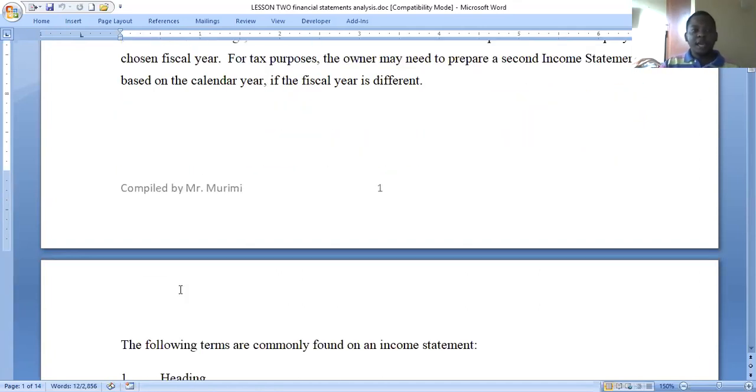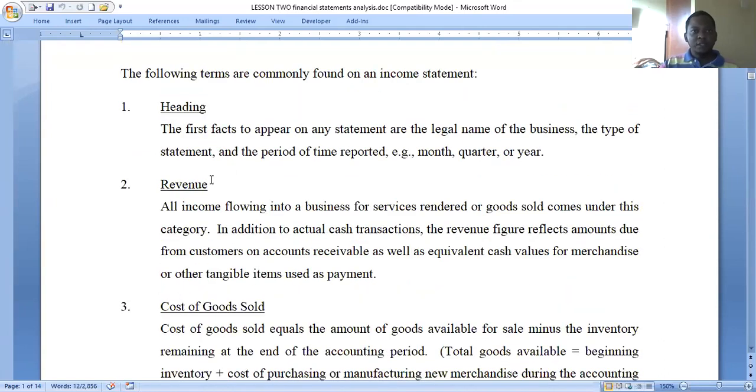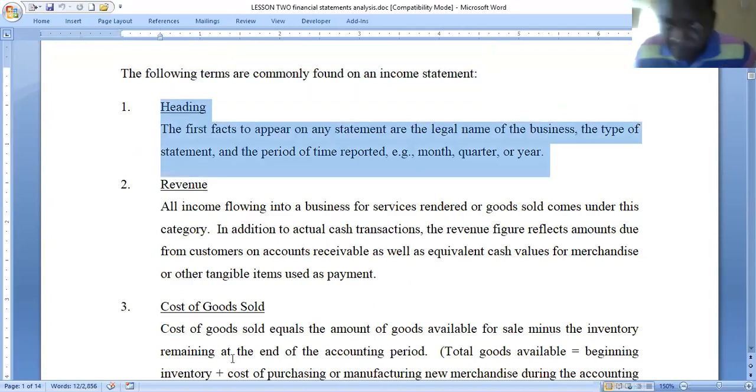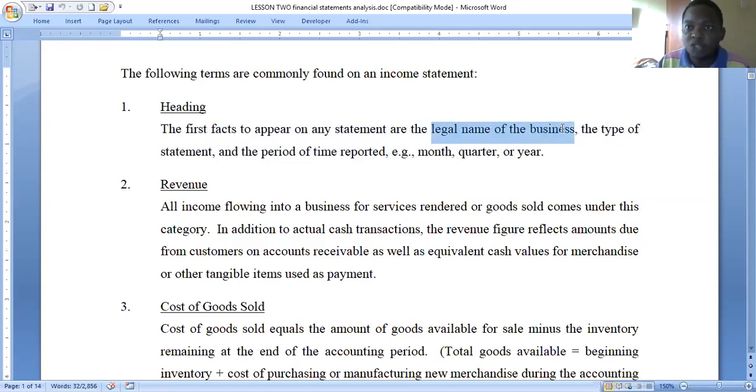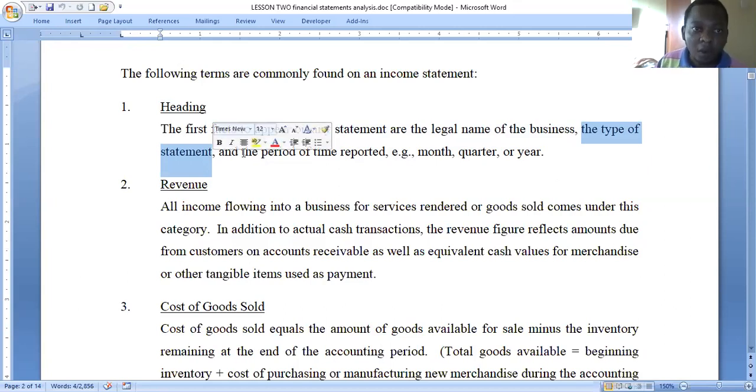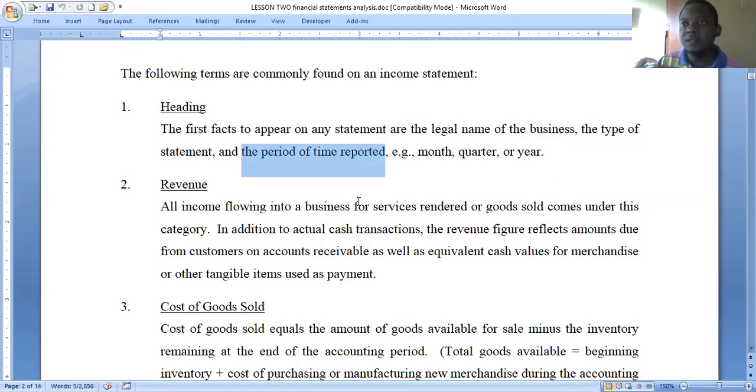So let's move on to the key items in an income statement. The following are commonly found in the income statement. One, there must be a heading, a header. In the header, the legal name of the business for which this income statement is being prepared has to be shown, and then the type of the statement also has to be shown, in this case the income statement or the trading and the profit and loss account. Also needed in the header is the period of time for which this income statement was reported.